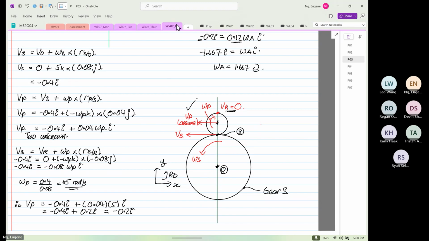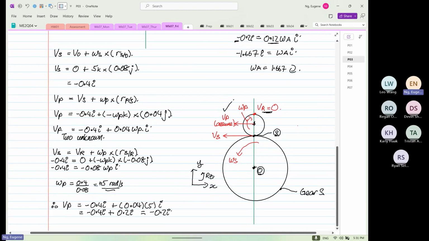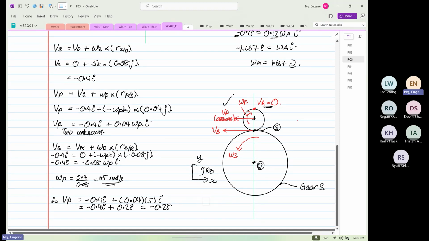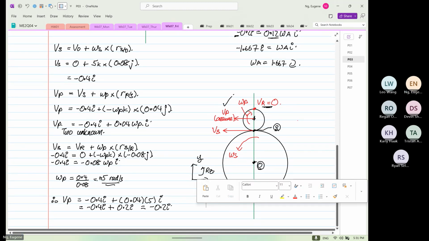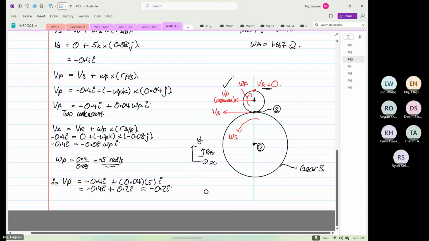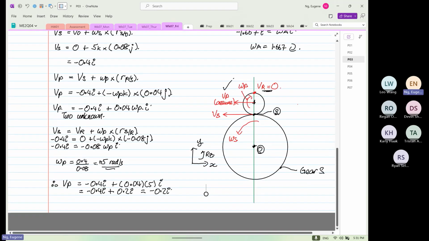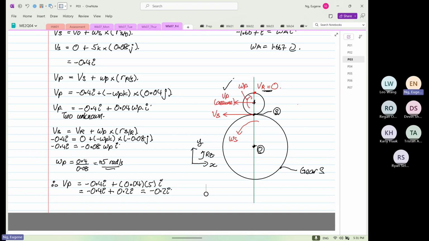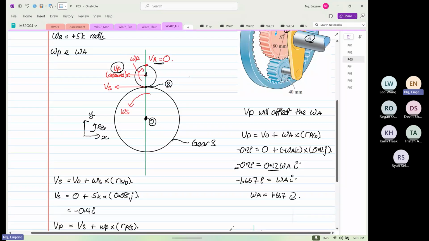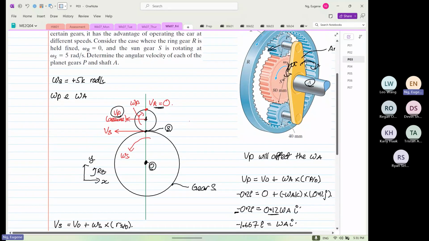Why? VS is rotating at 0.4, and VP is rotating at 0.2. It is slower. Yes or no? So it's going in the right direction. So the correct direction is what? The shaft will be rotating in this direction, which is correct. Am I the only one that's excited and you don't see it?